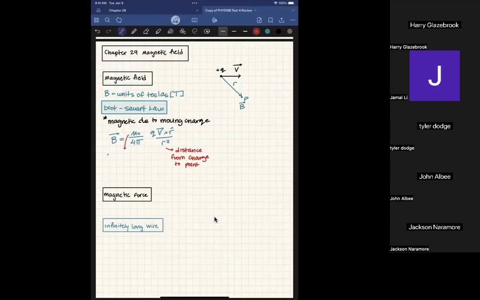I'll also say this mu naught here is just a new constant of free space, similar to epsilon naught for electric fields, and it equals 4 pi times 10 to the negative 7 Tesla meters per amp. Again, Q here is the charge of your particle in units of coulombs. V is the speed it moves with in meters per second.